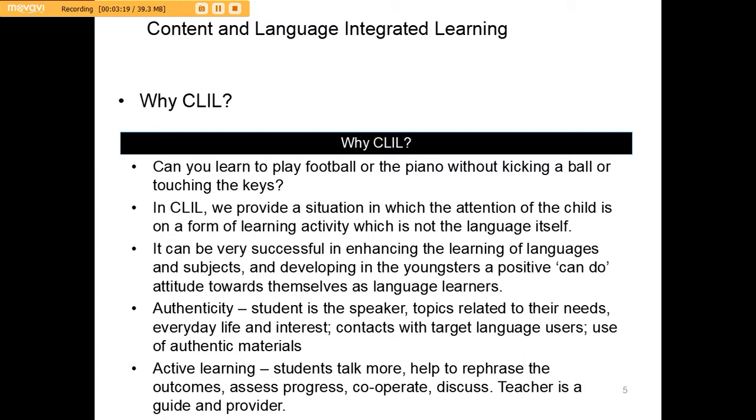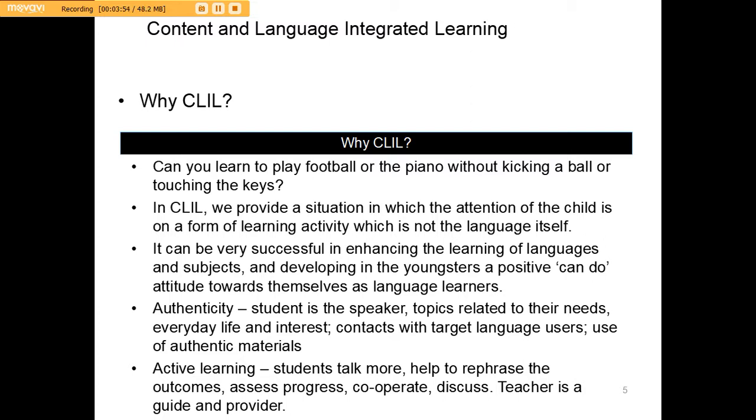Well, here are some ideas I came up with. The first one is, can you learn to play football or play the piano without kicking a ball or touching the keys? No. So how do you expect to learn a language without actually using it? In CLIL, we provide a situation in which the attention of the child is on a form of learning activity which is not the language itself. So the idea is it's more interesting. It's not grammar paradigms. It's not long lists of vocabulary. It's not boring speaking in pairs work. It's using the language to learn about something else.